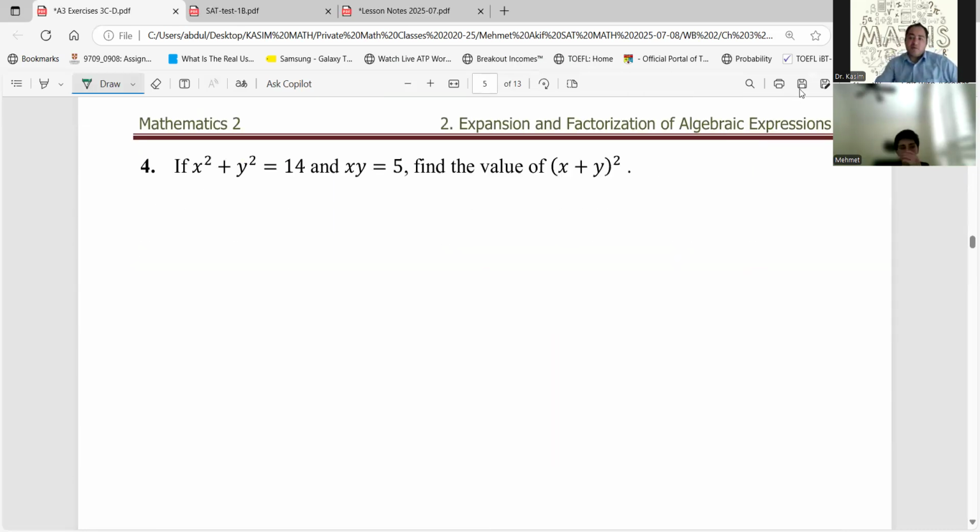Now, using those things, let's try a few questions. Can you read question 4? If x squared plus y squared equals 14 and xy equals 5, find the value of (x plus y) squared. I will give you 75 seconds. Mehmet, open your notebook, do this and tell me your answer. You can read one more time and think. You have 75 seconds, 1.5 minutes.